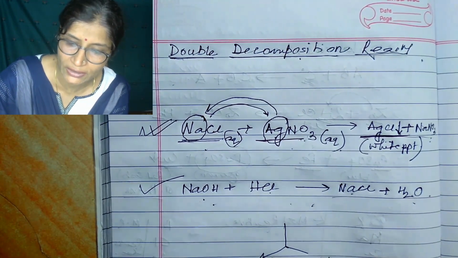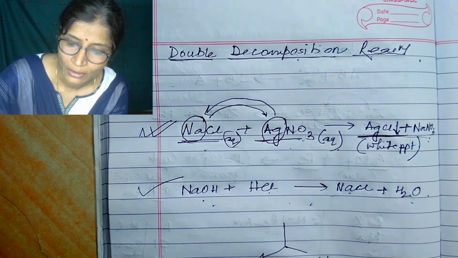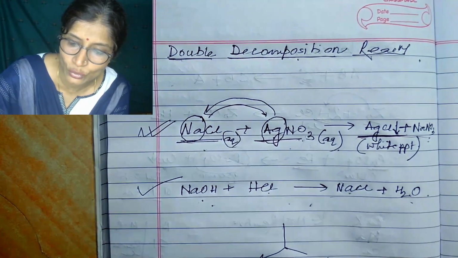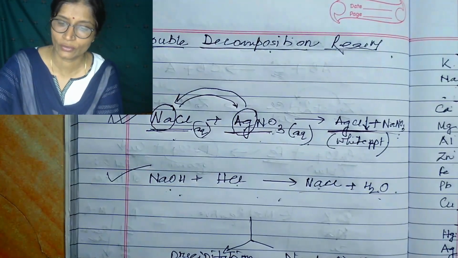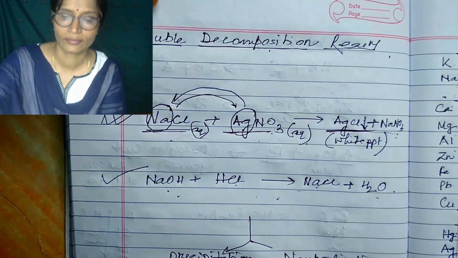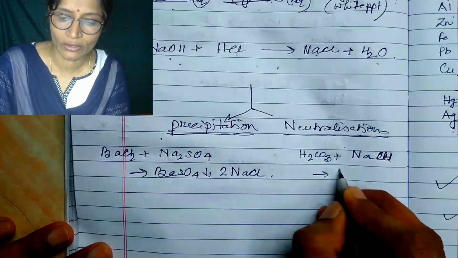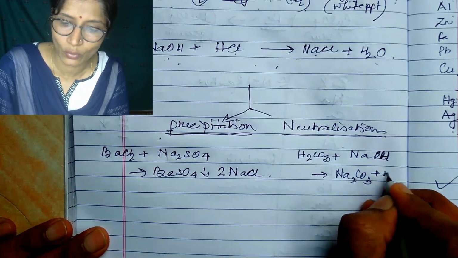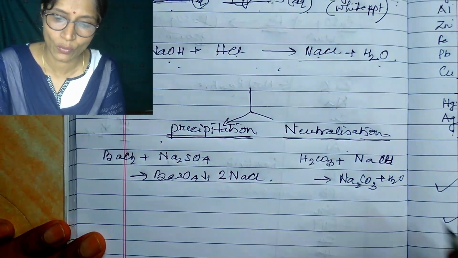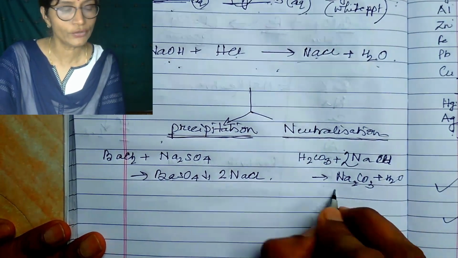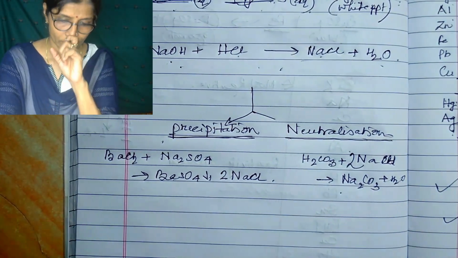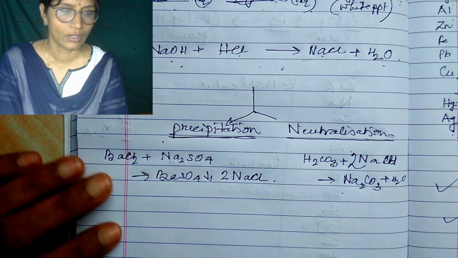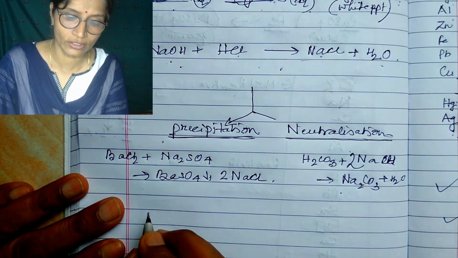In the neutralization reaction, suppose carbonic acid, H2CO3, plus sodium hydroxide, then it will give sodium carbonate salt, Na2CO3, plus water, H2O. So this is also a neutralization reaction. Another type of double decomposition reaction is there, which we call hydrolysis of salt.